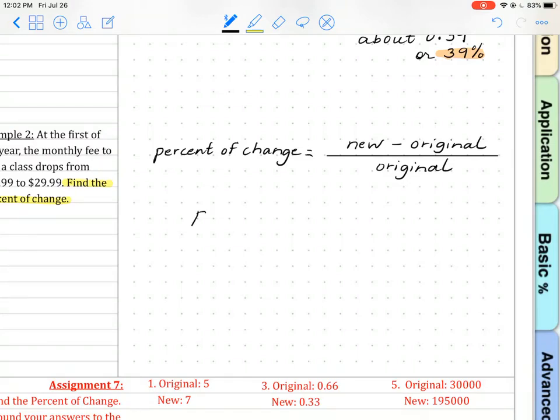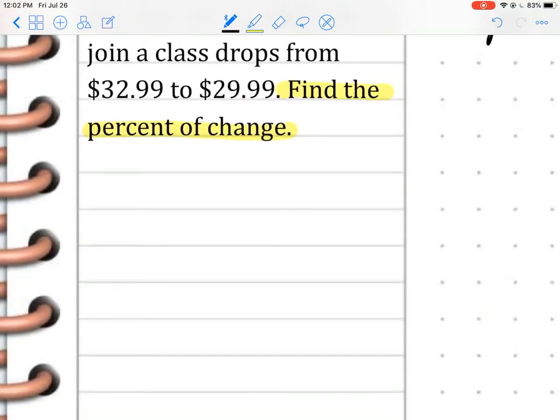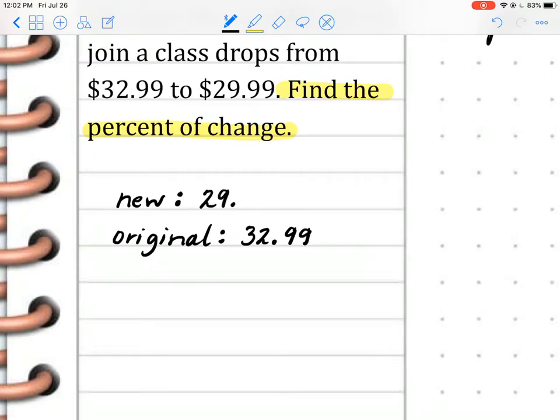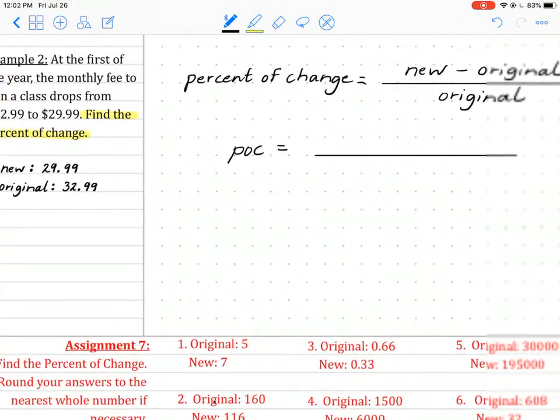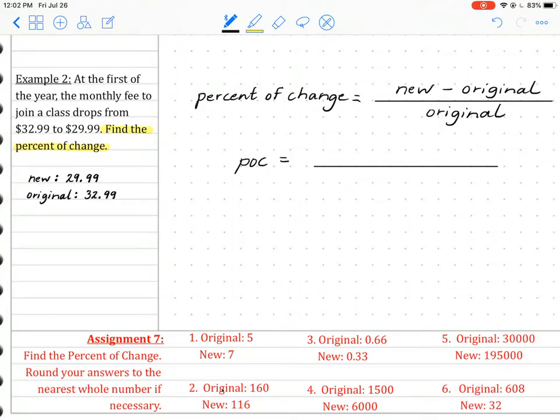So to set this up, I'm going to say percent of change equals, and I should have done this over here. I think it's pretty important that you stop and think about what the two are. So what was it to start with? Well, it was $32.99 originally. And they dropped the price. They allowed us to save money. So the new price is lower than the original. So just get those two figured out before you try to tackle the formula. Even if you don't write them down, just make sure you know which is which.